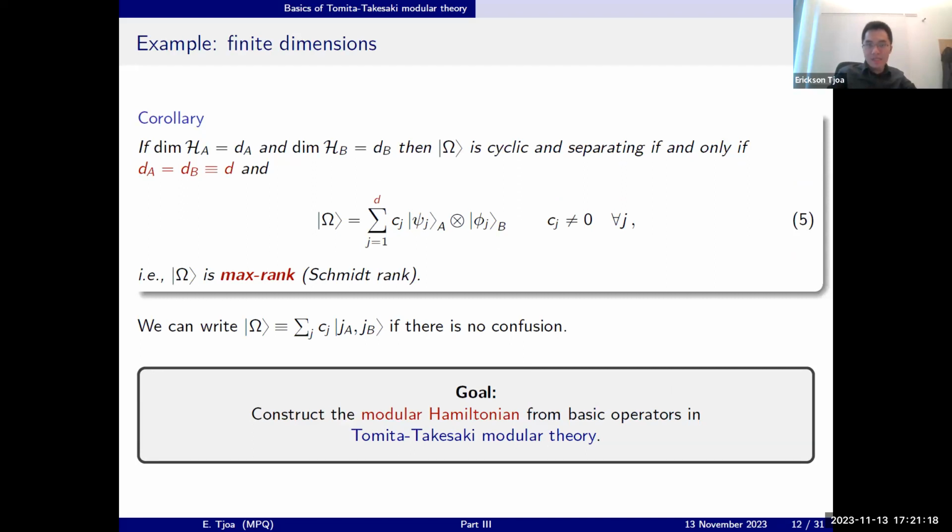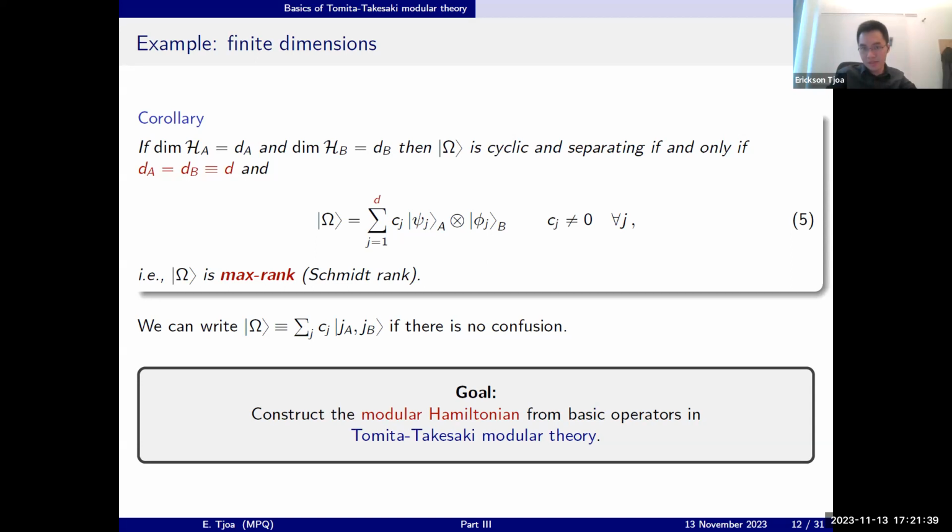And in finite dimensions, it's actually very clear-cut what kind of vector this is. You can actually prove that if Hilbert space A has dimension dA and Hilbert space B has dimension dB, then in finite dimensions, a vector is cyclic and separating if and only if, one, they have the same dimensions, and two, it is a state that has maximum Schmidt rank.